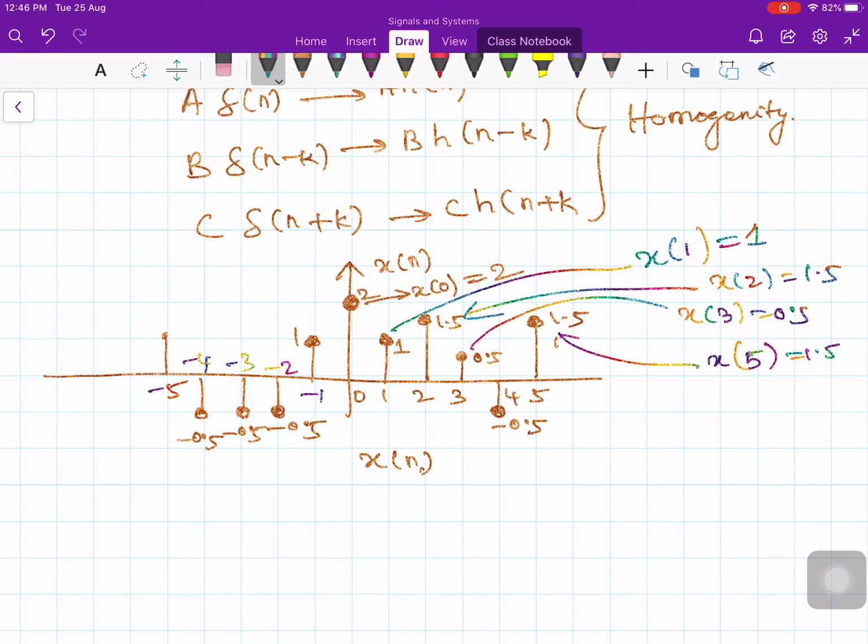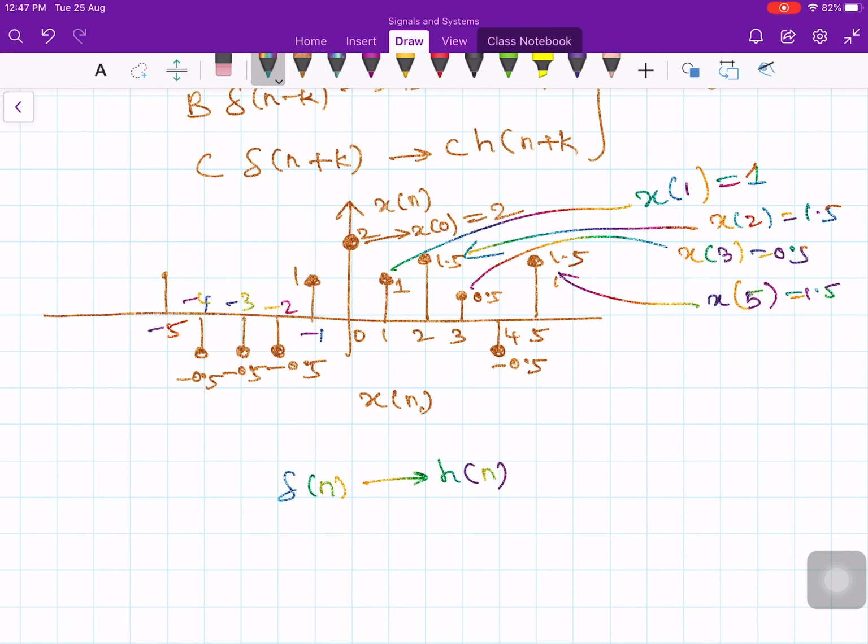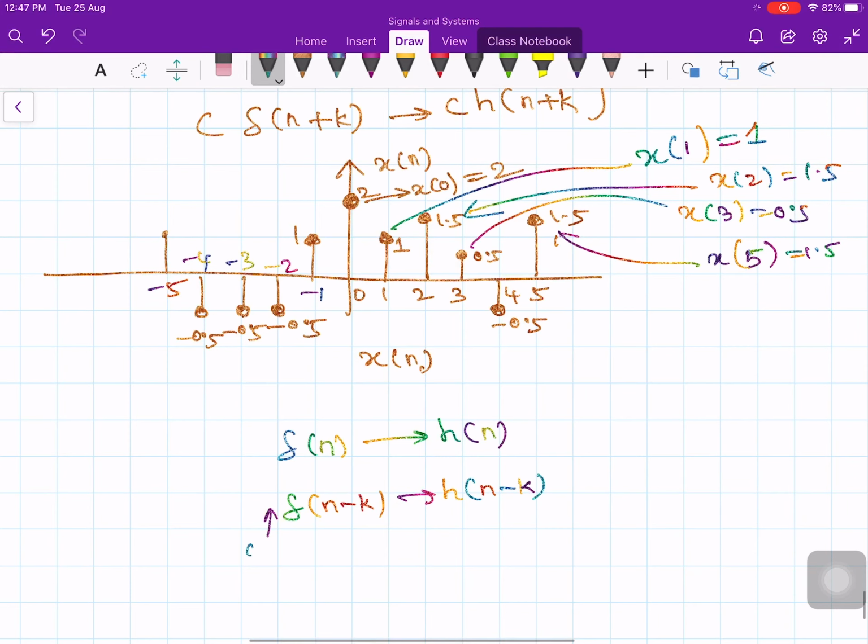So as I said, del of n gives rise to h of n, and similarly del of n minus k gives rise to h of n minus k. Now I multiply by some constant here. That constant can be, let's say, x of 0 times del of n, it gives rise to x of 0 times h of n, where x of 0 is a constant.